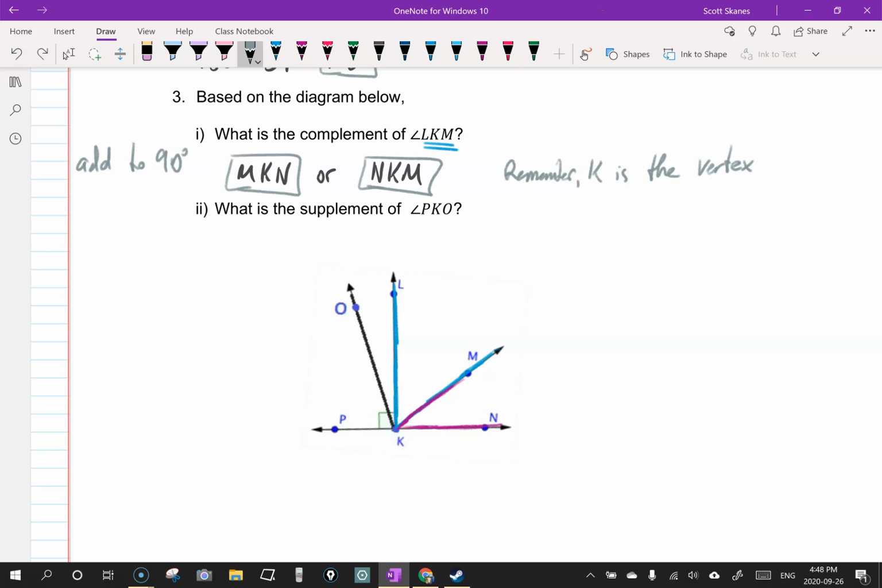The next question was the supplement of PKO. Once again, I'm going to look for PKO. I'm going to make this red. The supplement must be the other end of it making 180 in total. So it needs to make this full turn. Well, what am I missing? I've got PKO. I must make this angle. And this angle is going to be OKN or NKO. Again, the order doesn't really matter. The vertex is what matters. And these, in fact, have the same vertex. So just as a reminder here, supplement means add to 180. And this is how we do these questions. If you're thinking complement, think 90. If you're thinking supplement, think 180. And you shouldn't have much trouble.